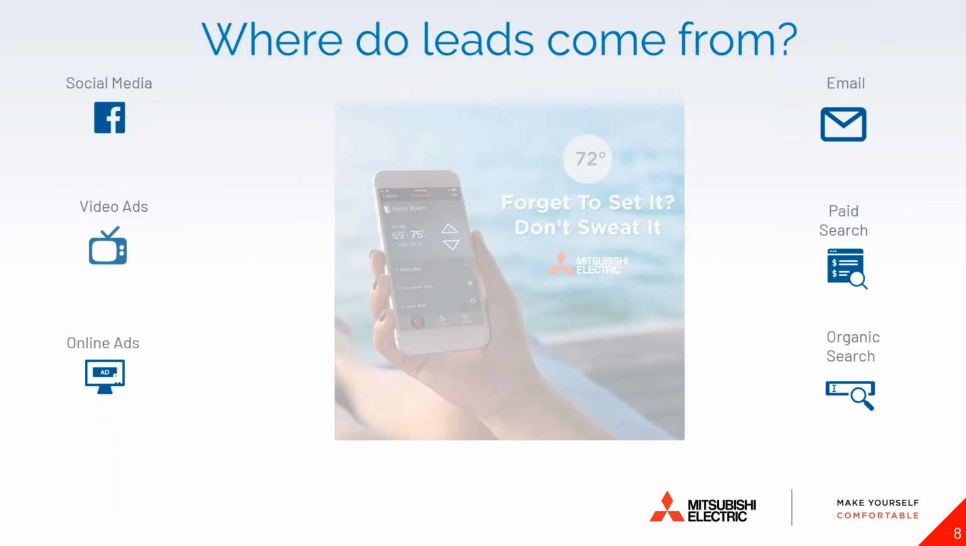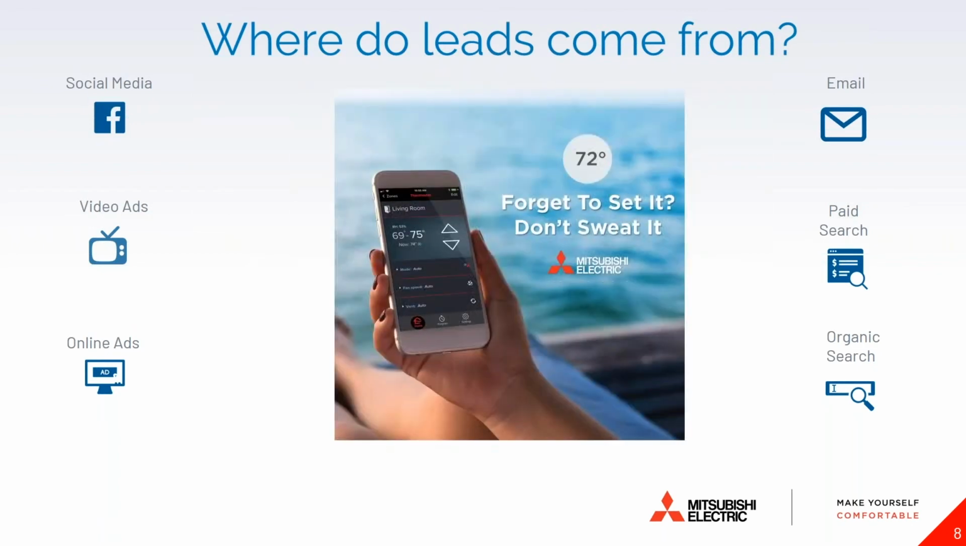The next type of advertising is online ads. So these are your basic digital online banner ads, ads that you might find on a website. If you go to weather.com or if you go to hgtv.com, you might be served some of these ads. These are digital online ads.